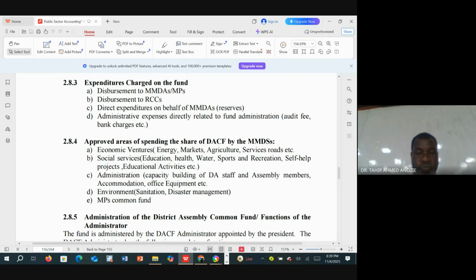Then administration. Here, capacity building, you can use for the capacity building of the assembly staff and assembly members, accommodation, office equipment. Of course, assembly members must be developed, okay, in terms of their capacity to understand policies so that they can actually communicate or contribute meaningfully at the assembly in terms of discussions. Then environmental here has to do with sanitation, disaster management, and all that. The MPs' common fund. These are the areas that the money will be shared.